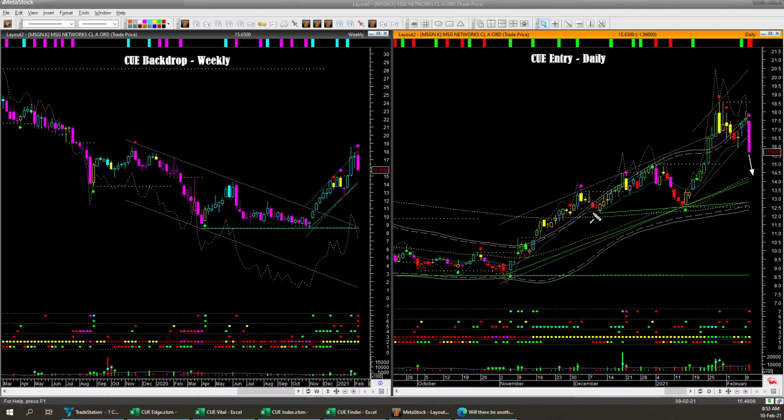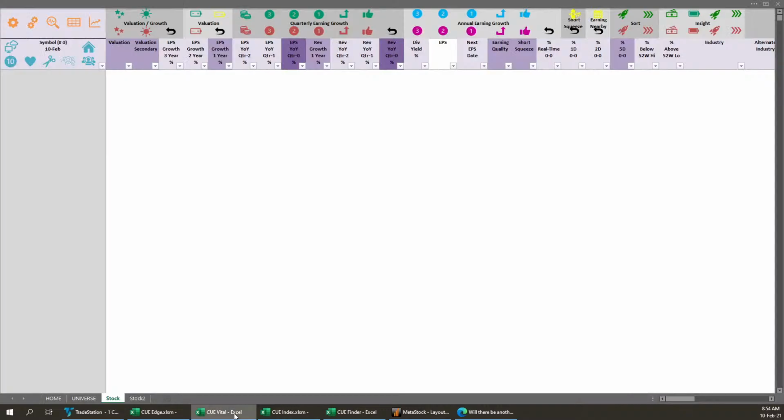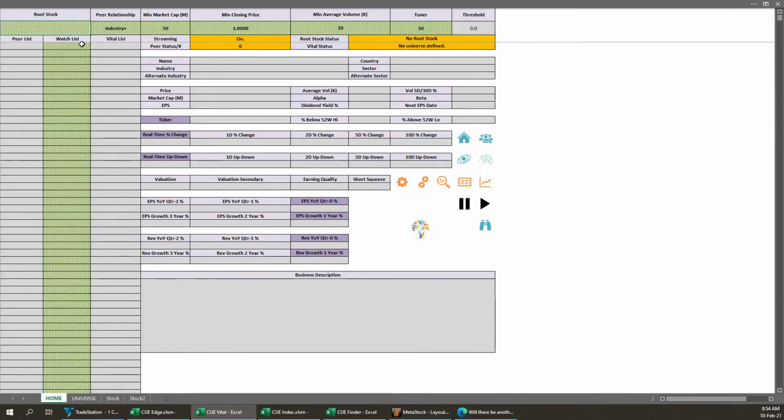Why? Because it shows the macro forces on the industry are causing the stocks to come down together, not just because of an individual stock's weakness. So let's look at the stock's fundamentals and industry, msgn.k. Let's start with fundamentals using Q Vital. Everything is in 100% real time. Another, I think, great advantage of using Q systems.